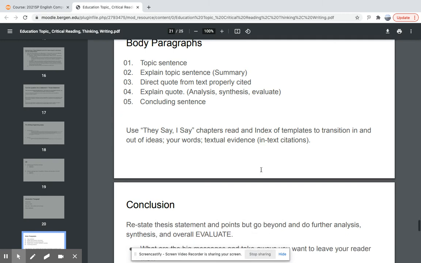To remind you of those transitions, to lead in and out of paragraphs and also in and out of quotes, please use the required text for the course, the They Say I Say book. At this point in the course, you should be up to chapter 3, according to what I assigned. They're short chapters. You may also have browsed beyond that, and you should please be using the index of templates.